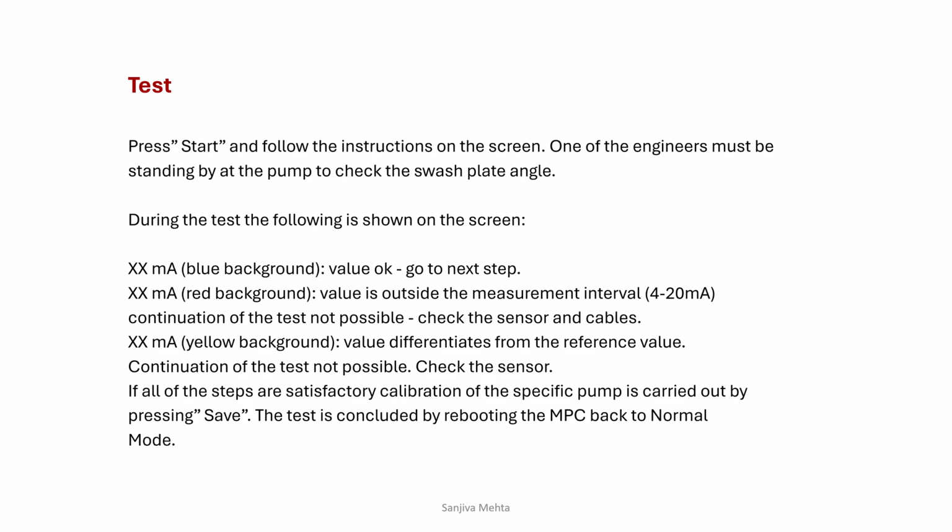These are the faults where a fault may occur. Value differs from the reference value. Continuation of the test is not possible. Check the sensor. If all steps are satisfactory, calibration of the specific pump is carried out by pressing save. The test is concluded by rebooting the MPC back to normal. So the ACU controls this pump, that pump, you continue. But the hydraulic pump must be running, engine or electric driven.